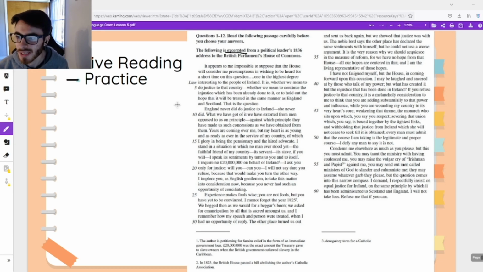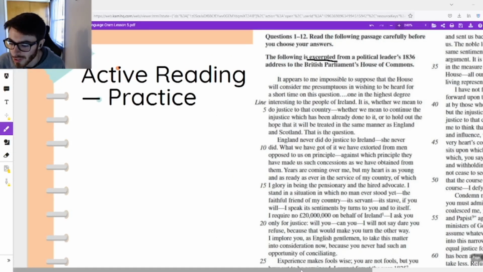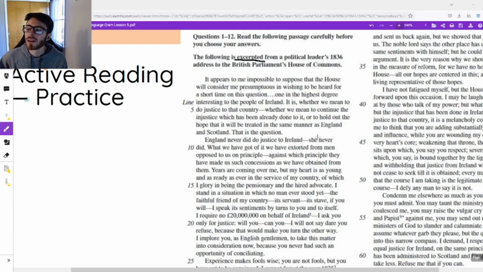It appears to me impossible to suppose that the House will consider me presumptuous in wishing to be heard for a short time on this question. I'm going to zoom in a little bit. Sorry, it's a little hard for me to see. In wishing to be heard for a short time on this question, one in the highest degree interesting to the people of Ireland. It is whether we mean to do justice to that country, whether we mean to continue the injustice which has already been done to it, or to hold out the hope that it will be treated in the same manner as England and Scotland.